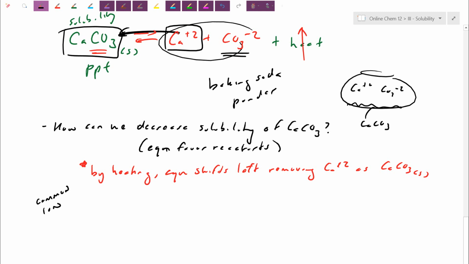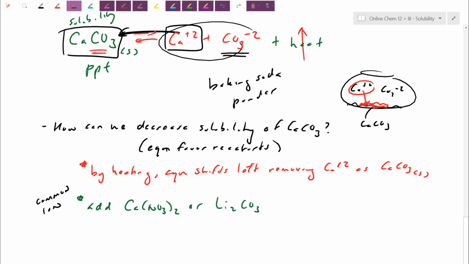What can I do to the calcium and carbonate to try to decrease the solubility, to force more of these calcium ions that I don't want in the water to actually form a solid? What I can do is add something that contains calcium in it. So let's add an ion that's in common. Another thing you can do to stress the system: let's add calcium nitrate. Or let's add lithium carbonate.